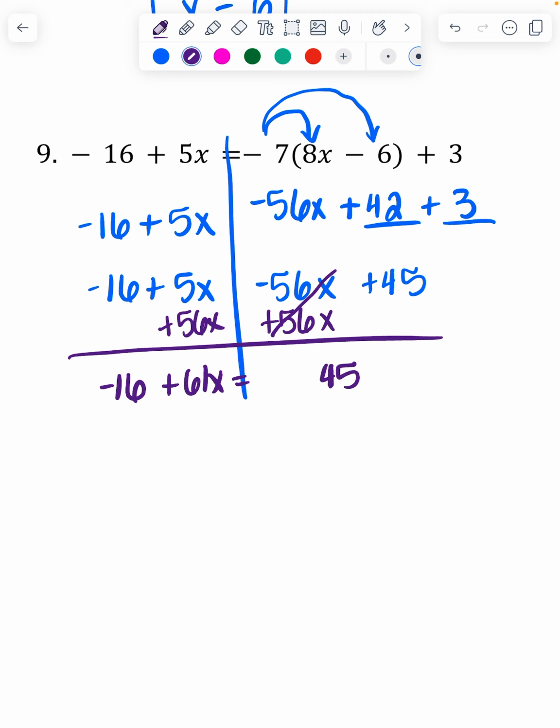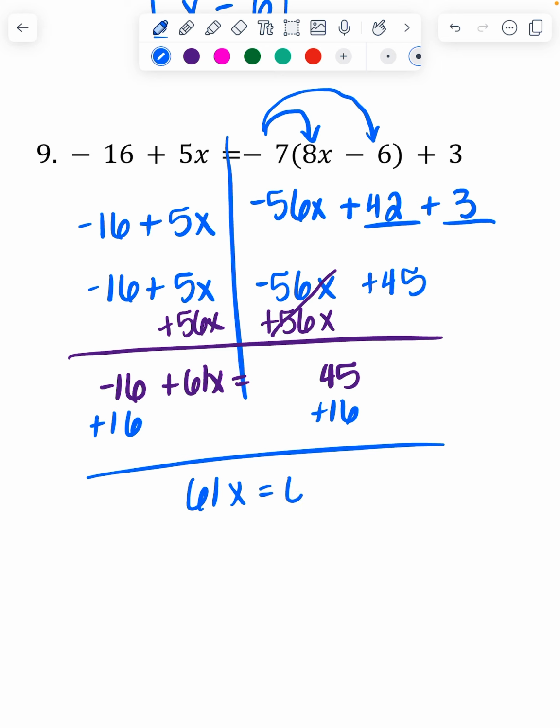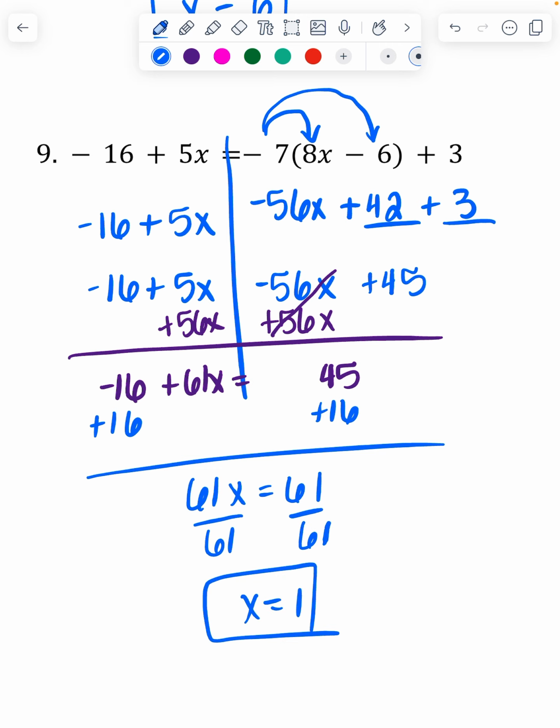Then it's a negative 16 here, so the inverse of minus 16 is plus 16. So I'm going to add that to both sides. I'm going to get 61x equals 61. That worked out pretty well. Divide on both sides, and we get x equals 1.